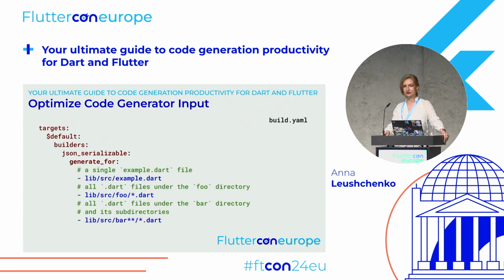And the first way of doing it is to create a special build YAML file next to your pubspec YAML file. This file allows configuring all of the code generator's behavior, and it supports a special generate for parameter, which accepts a list of names or file masks, which will be served as an input to a particular generator. In this example here, we instruct JSON serializable to only run on certain files and folders. And by the way, this is also a nice way to ensure the structure of your package is respected.